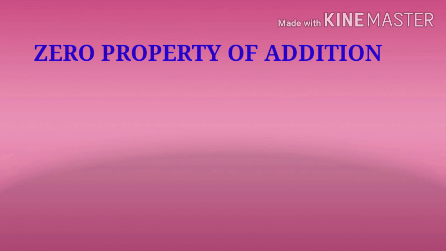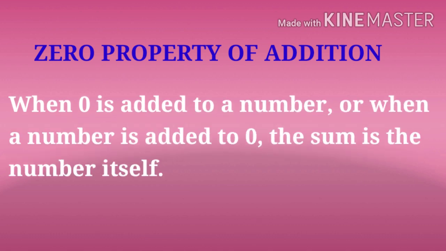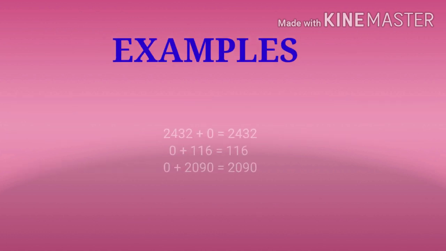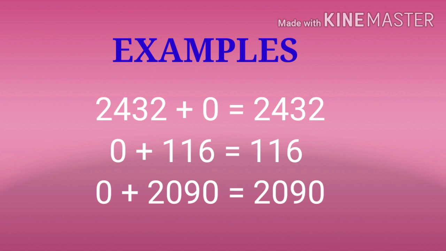Next one, zero property of addition. This says when 0 is added to a number or when a number is added to 0, the sum is the number itself. For example, 2432 plus 0 is equal to 2432. Then 0 plus 116 is equal to 116. Then 0 plus 2090 is equal to 2090.